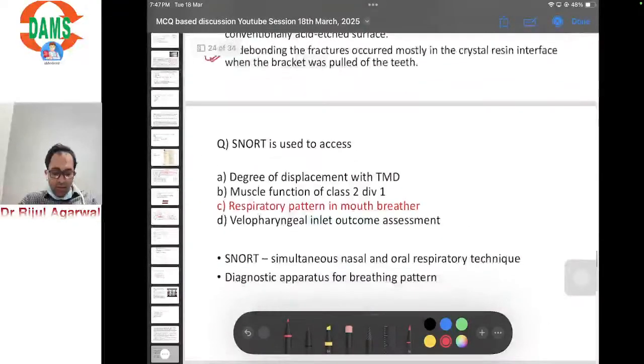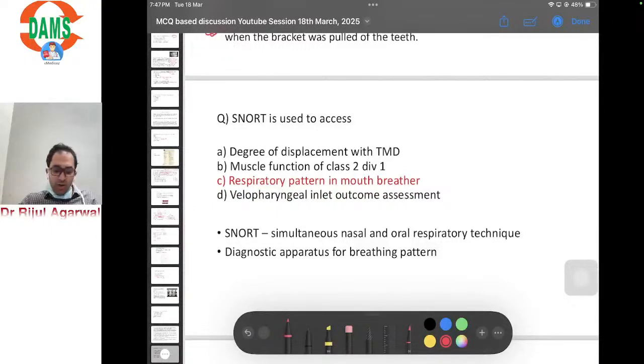Next question. Another previous year question. SNOT is used to assess degree of displacement with TMD, muscle function of class 2 division 1, respiratory pattern in mouth breathing, or velopharyngeal inlet outcome assessment. The correct answer is it is used to assess respiratory pattern in mouth breathers. SNOT stands for simultaneous nasal and oral respiratory technique. It's a diagnostic apparatus for mouth breathing patients, consisting of a plexiglass chamber in which various balls and meters are attached. What is important is it is used for assessing respiratory pattern in mouth breathing patients.